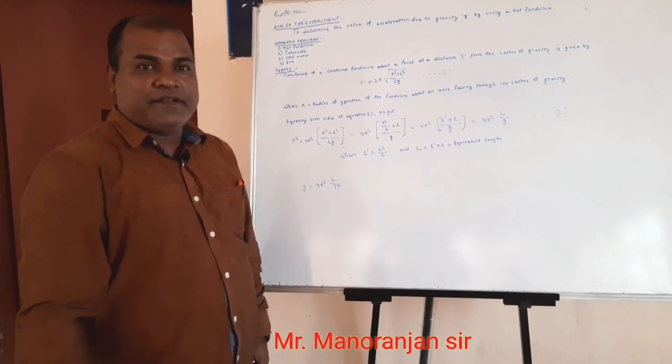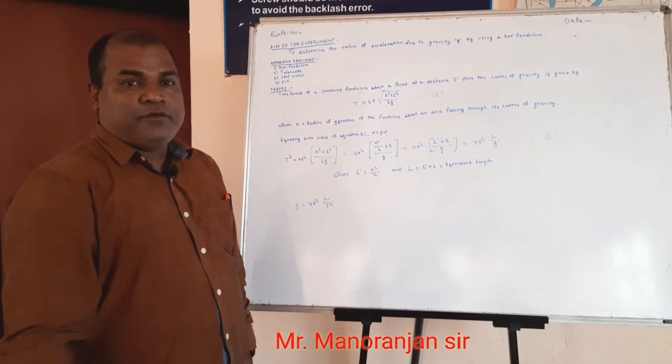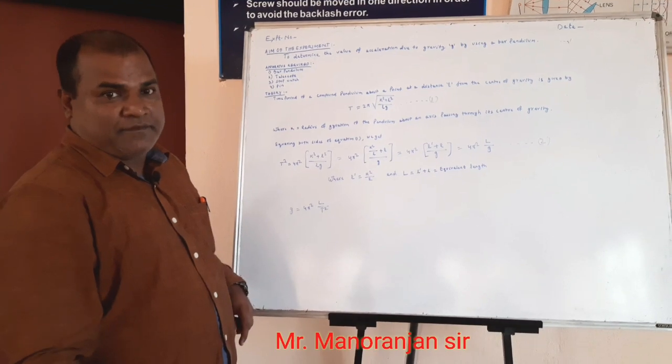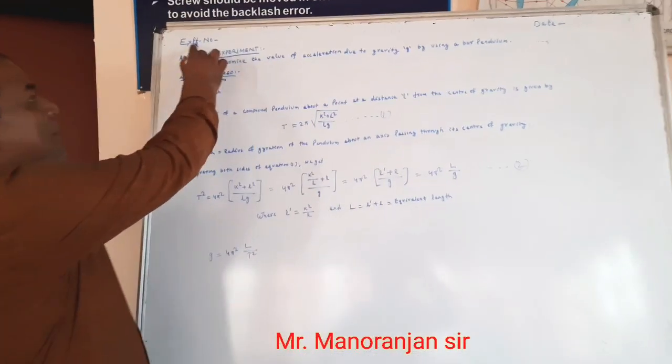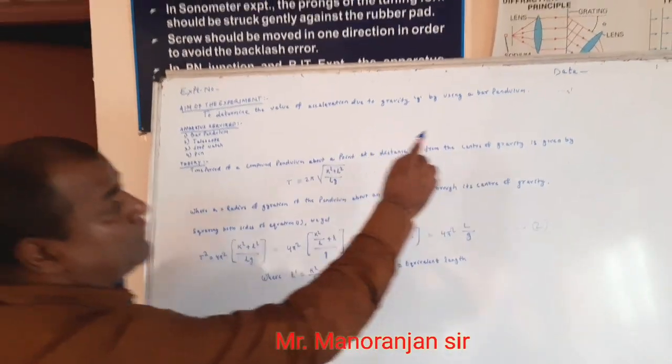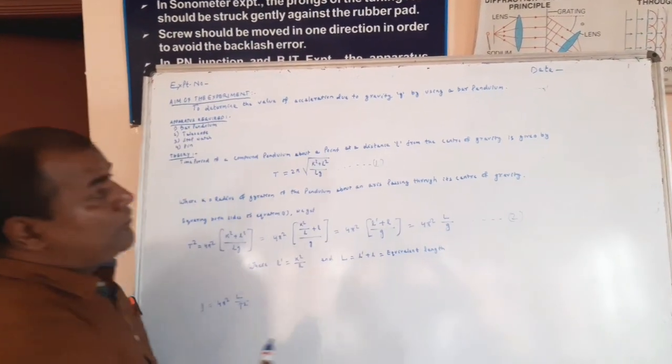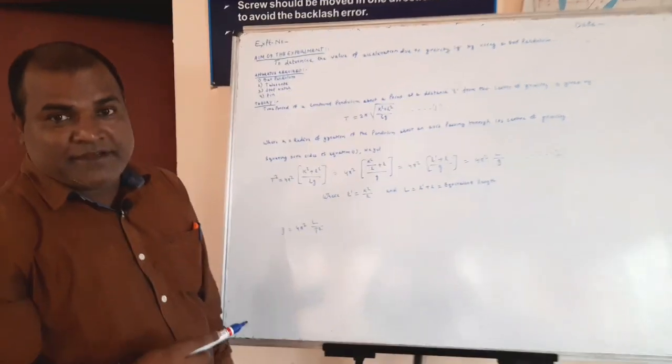Hello students, myself Manoranjan. Today we will go for the first experiment of the physics lab. First you have to write the experiment number on the top left, then on the top right you have to write the date.